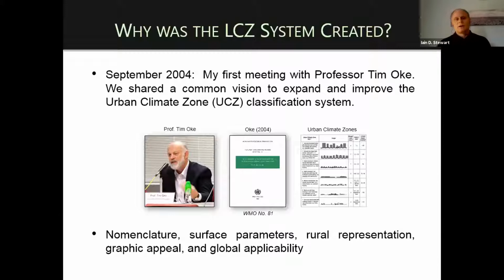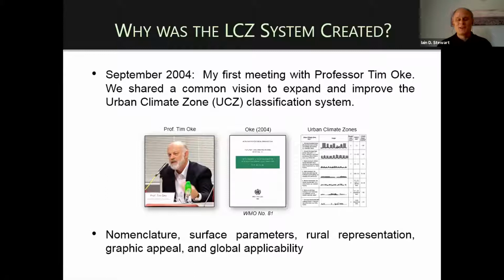To begin, however, I'd like to start with the question: why was the LCZ system created? I often get asked this question, and I often start with the same story. I go back to September of 2004, my very first meeting with Professor Tim Oke in his office at the University of British Columbia. One of the first things he did when we met was to put down the urban climate zones in front of me and ask for my opinion.